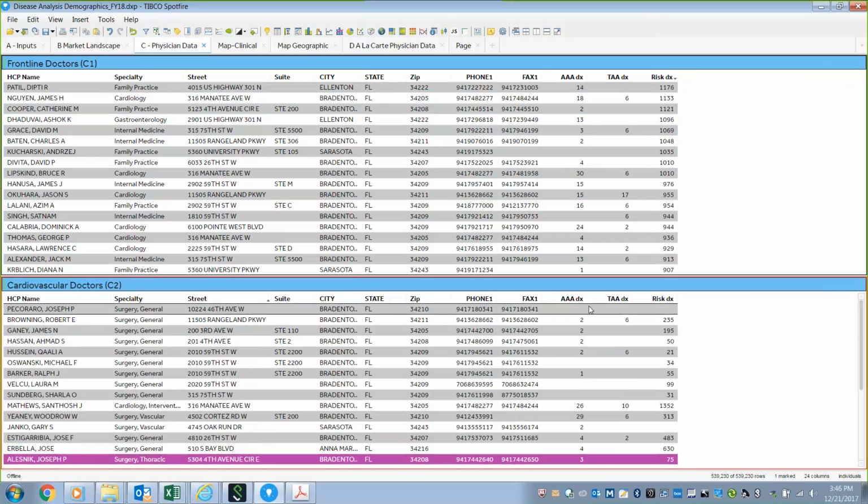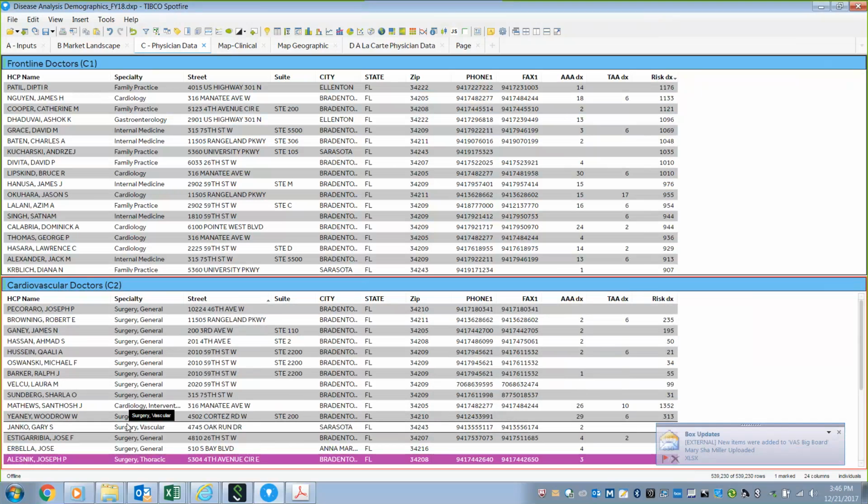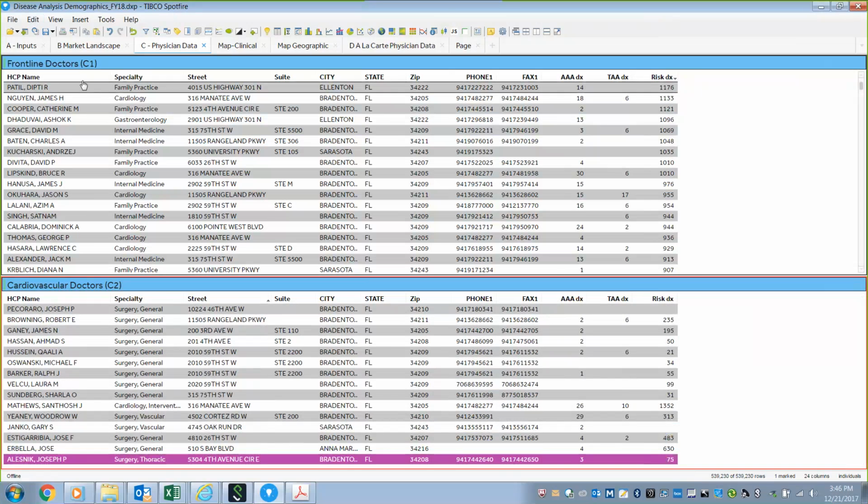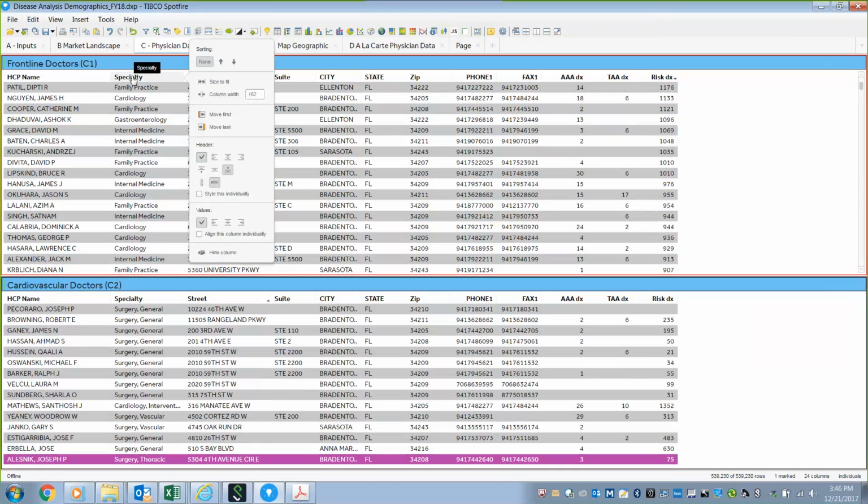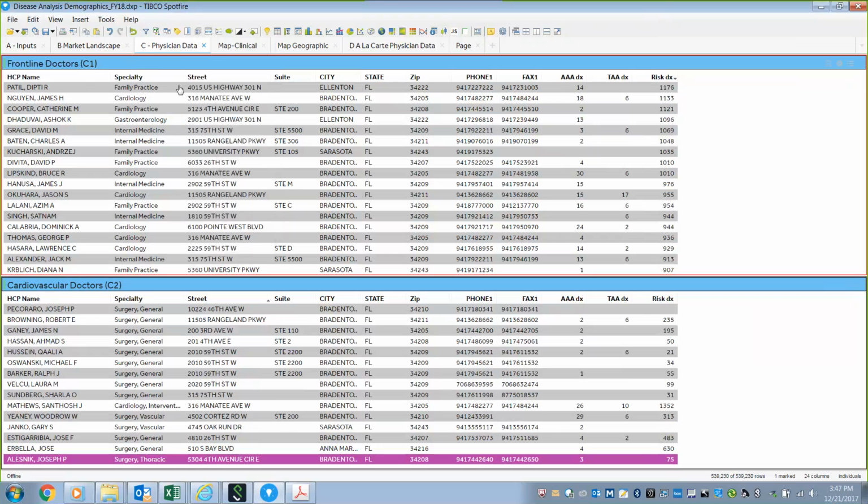What you don't see is procedure volume. This year we did not acquire procedure volume for these doctors. So that's why we're doing it this way. We're showing all the doctors that touch this patient in that manner, but we don't know exactly their disease diagnosis, their procedure volumes. Now up here, frontline doctors, this is the same as it was last year. So it's the same groupings of specialties, and I'm just going to sort it by specialty.